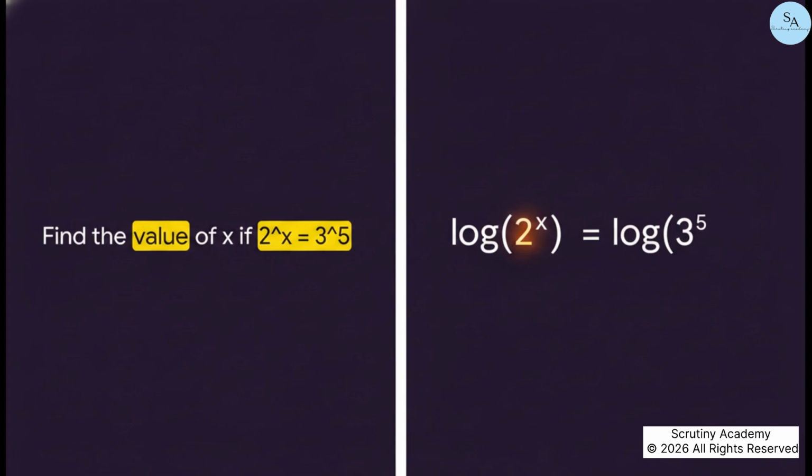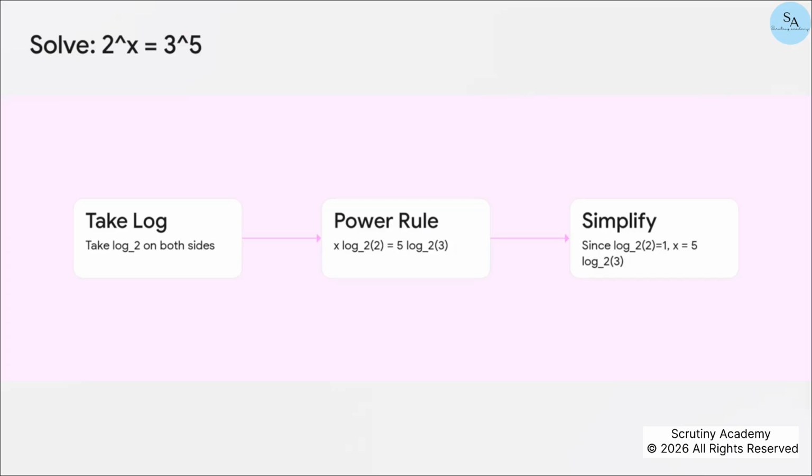Find the value of x if 2 to the power of x equals 3 to the power of 5. First, we identify what we are actually given, an equation where the unknown x is trapped up there in the exponent. And what is asked? We need to get x by itself on the ground floor. Watch how beautifully these steps unfold.